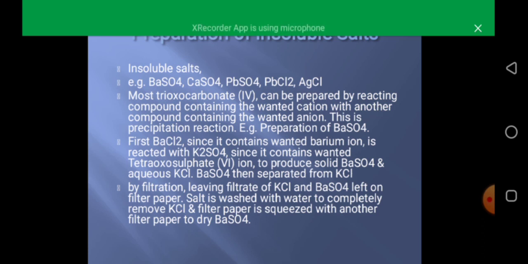The barium sulfate is washed with water to completely remove calcium chloride. Then the residue on the filter paper is squeezed with another filter paper to dry. So when it is dry, what will stick on the filter paper is barium sulfate. What we washed out, since calcium chloride is soluble in water, so what goes with the water is calcium chloride.